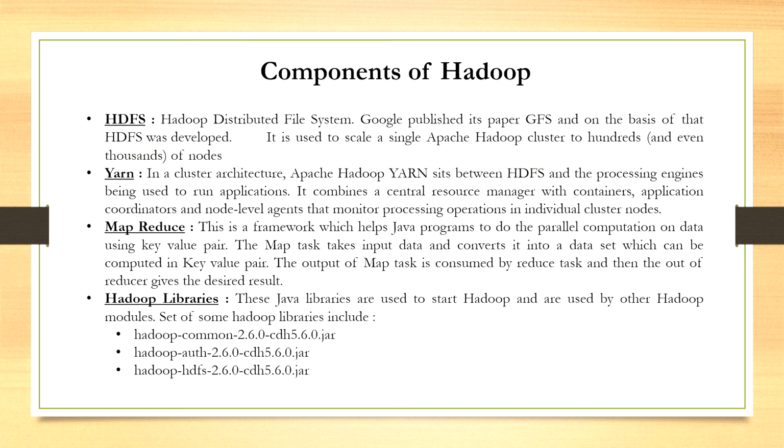Now, let us discuss the components of Hadoop. Firstly, we have HDFS, the Hadoop Distributed File System, which is a distributed file system that handles large data sets running on commodity hardware. Then we have the MapReduce framework, which helps Java programs to do parallel computation and parallel processing on data using key value pairs. We also have YARN, or Yet Another Resource Negotiator, that combines a central resource manager with containers, node level agents in individual cluster nodes.